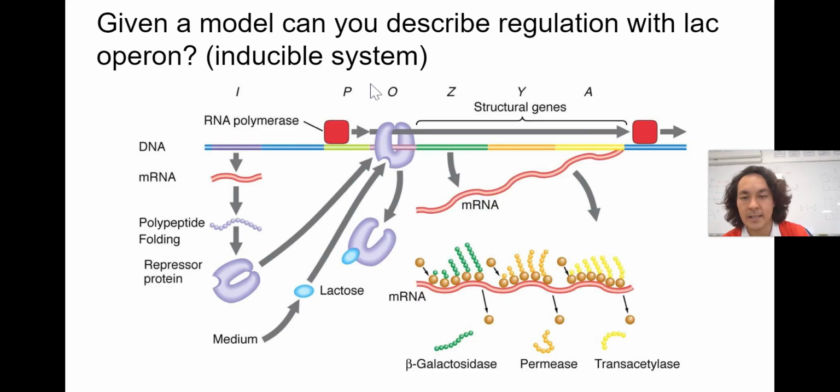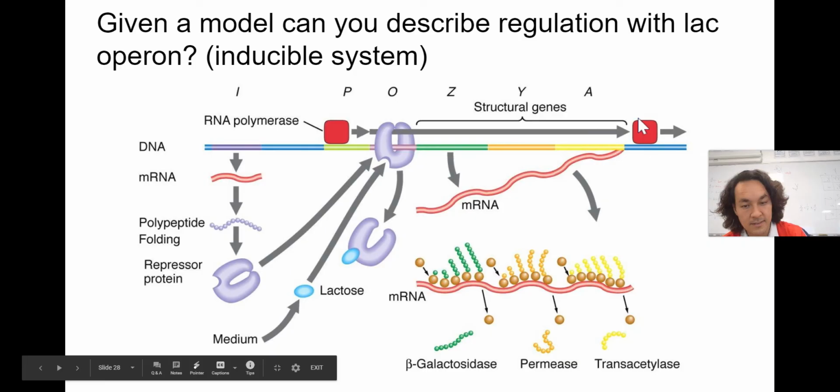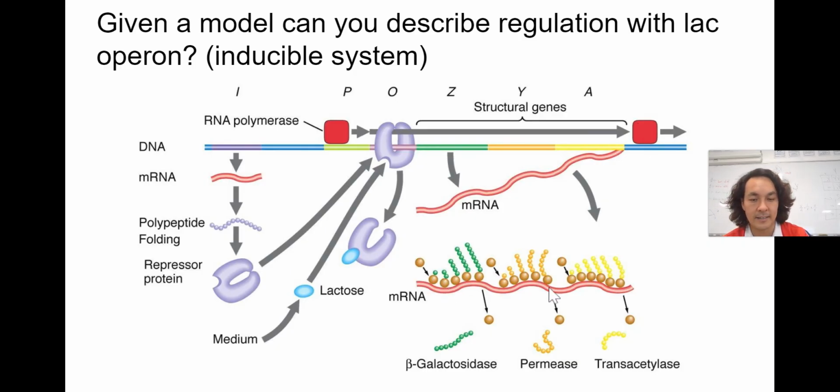So if lactose comes into the system, the cell needs these genes to be expressed to make the enzymes to break down lactose. So it needs to be able to eat the lactose. So you eat your sugar, your ice cream, or your milk. It comes in, the lactose binds the repressor. It's going to remove the repressor.